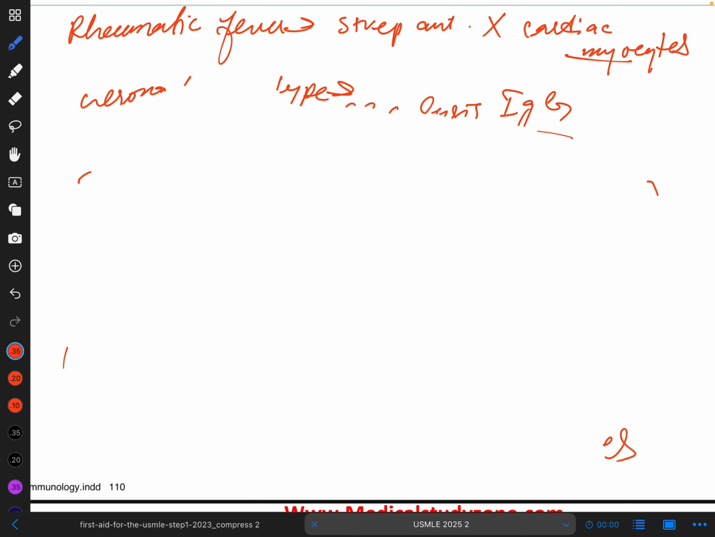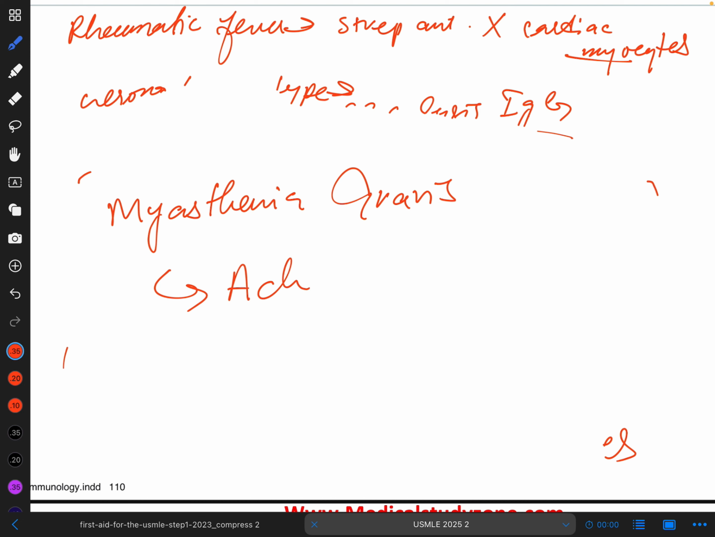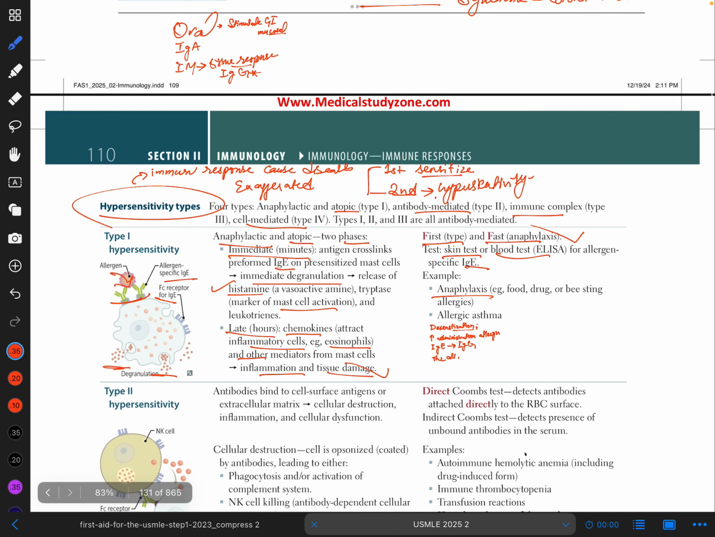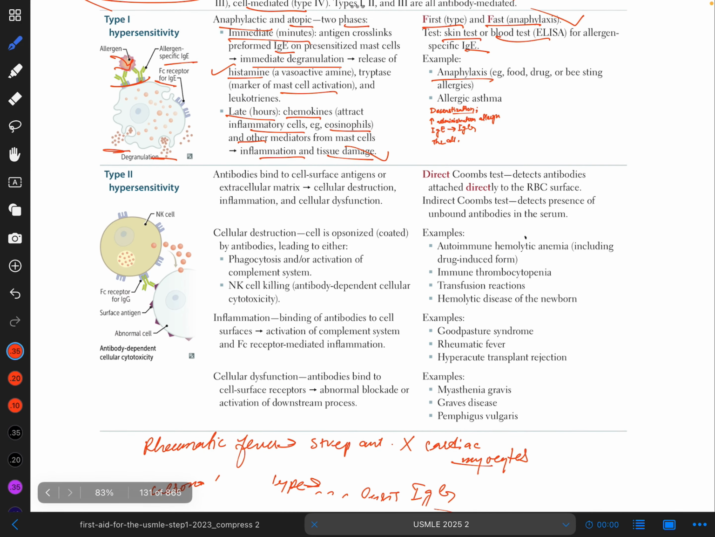Also, this example includes myasthenia gravis. There will be antibodies against acetylcholine receptors. These are some type 2 hypersensitivity examples that are antibody-mediated.